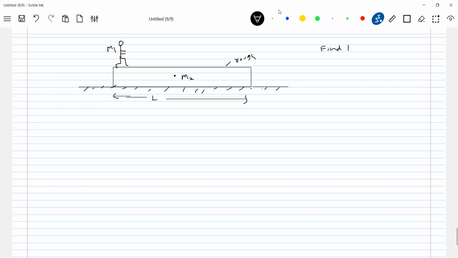Find the displacement of the plank when the person moves from one end to the other end of the plank.